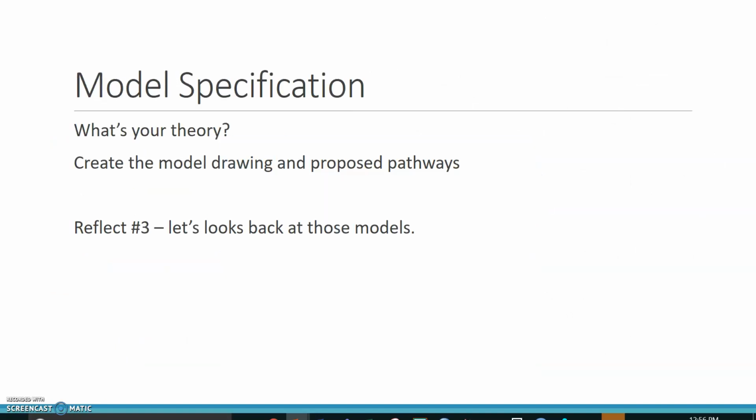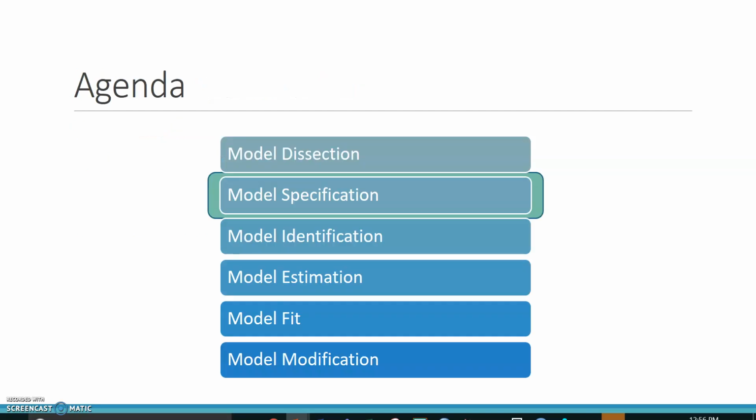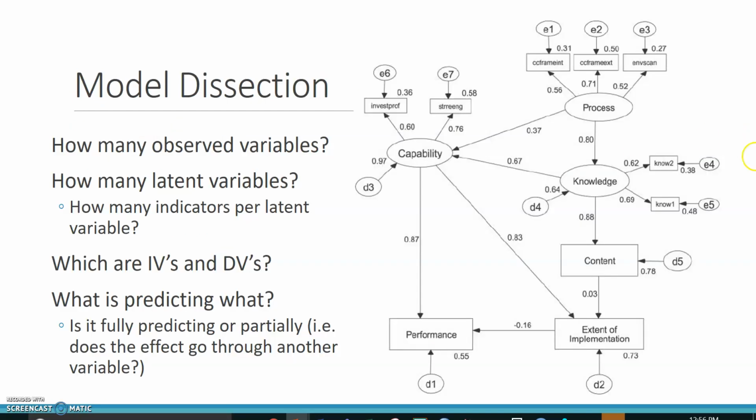All right, so we're going to get into model specification. This is the first step that we do in SEM models because it's literally what's the theory and drawing the models. So we can look back at all the models that you just dissected and think about what these are trying to do. So here we're trying to predict performance. Performance is the only true dependent variable. Everything else has at least one other thing predicting it. But performance is indirectly or directly being predicted by all of these.